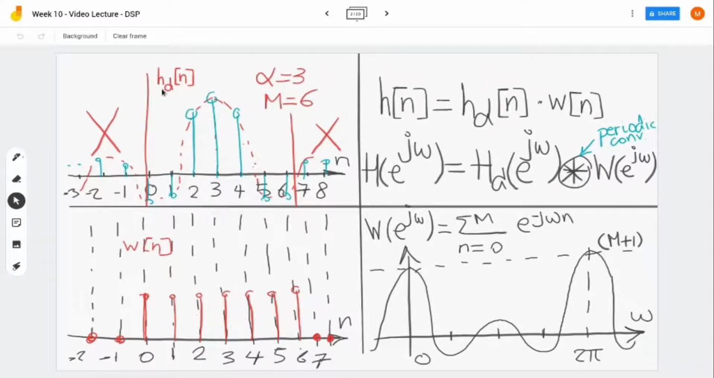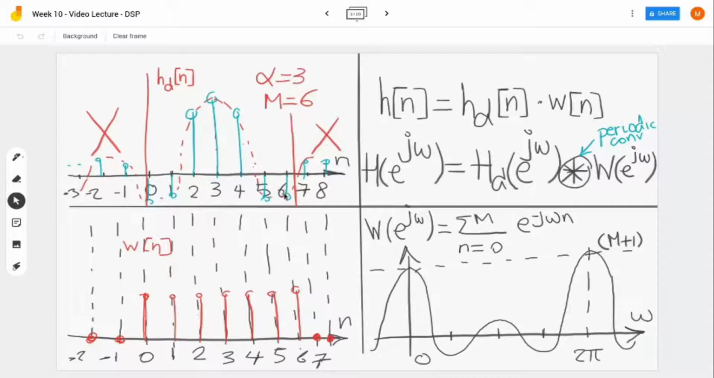That's why the desired impulse response now will be truncated. We will ignore the samples before 0. We will ignore the samples after 6. We'll only keep the samples from 0 to 6. And again, 6 is equal to 2 alpha. So if alpha is 3.5, m will be 7. So we'll keep the samples from 0 up to 7 and so on.